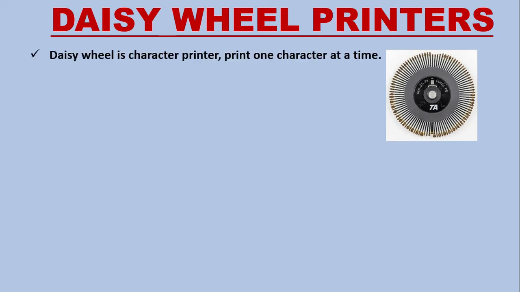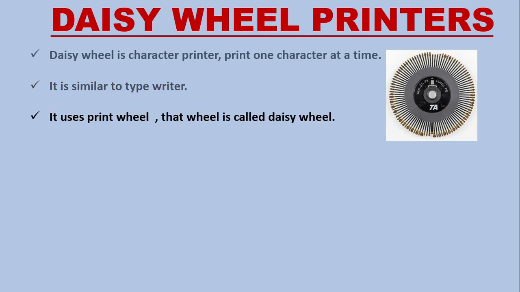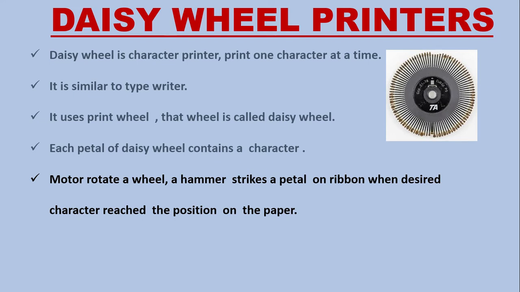Daisy wheel is also a character printer, meaning it prints one character at a time. It is similar to a typewriter. It uses a print wheel, called a daisy wheel. Each petal of the daisy wheel contains a character. A motor rotates the wheel, and a hammer strikes a petal on the ribbon when the desired character reaches the position on the paper.